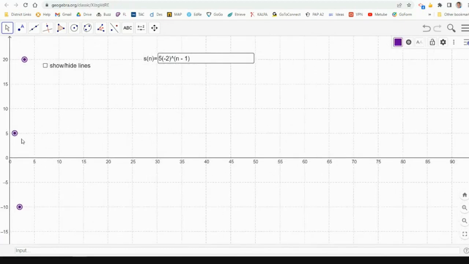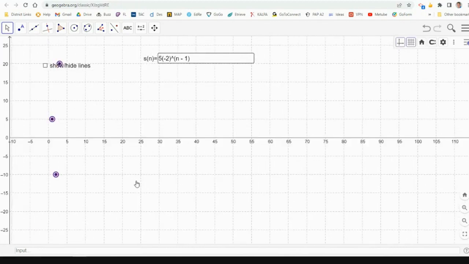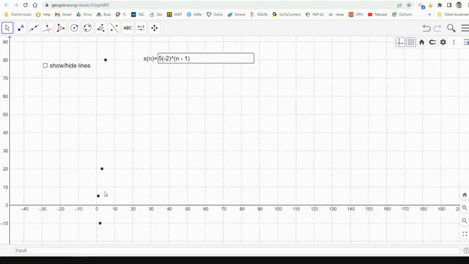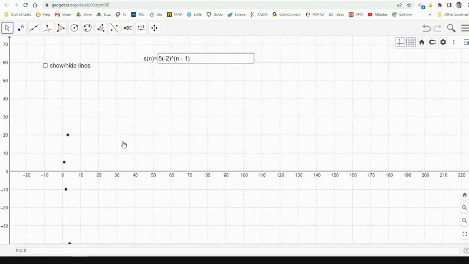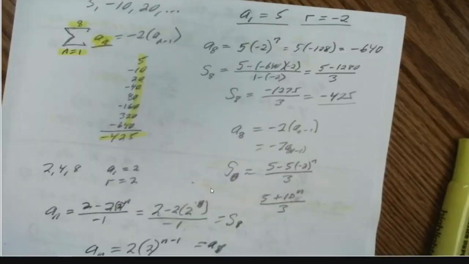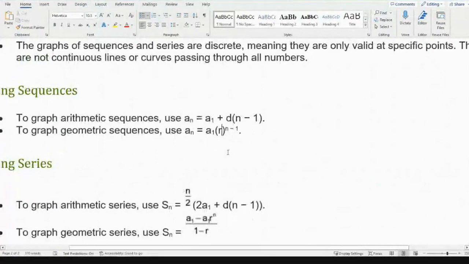So when n is 1, it's equal to 5. When it's 2, it's negative 10. When it's 3, it's 20. When it's 4, it's negative 40. When it's 5, it's going to be way up at 80. So this is the geometric sequence that we were using there: 5, negative 10, 20, negative 40, 80. We had to use the correct formula on that. So yeah, this is good to put in your notes.